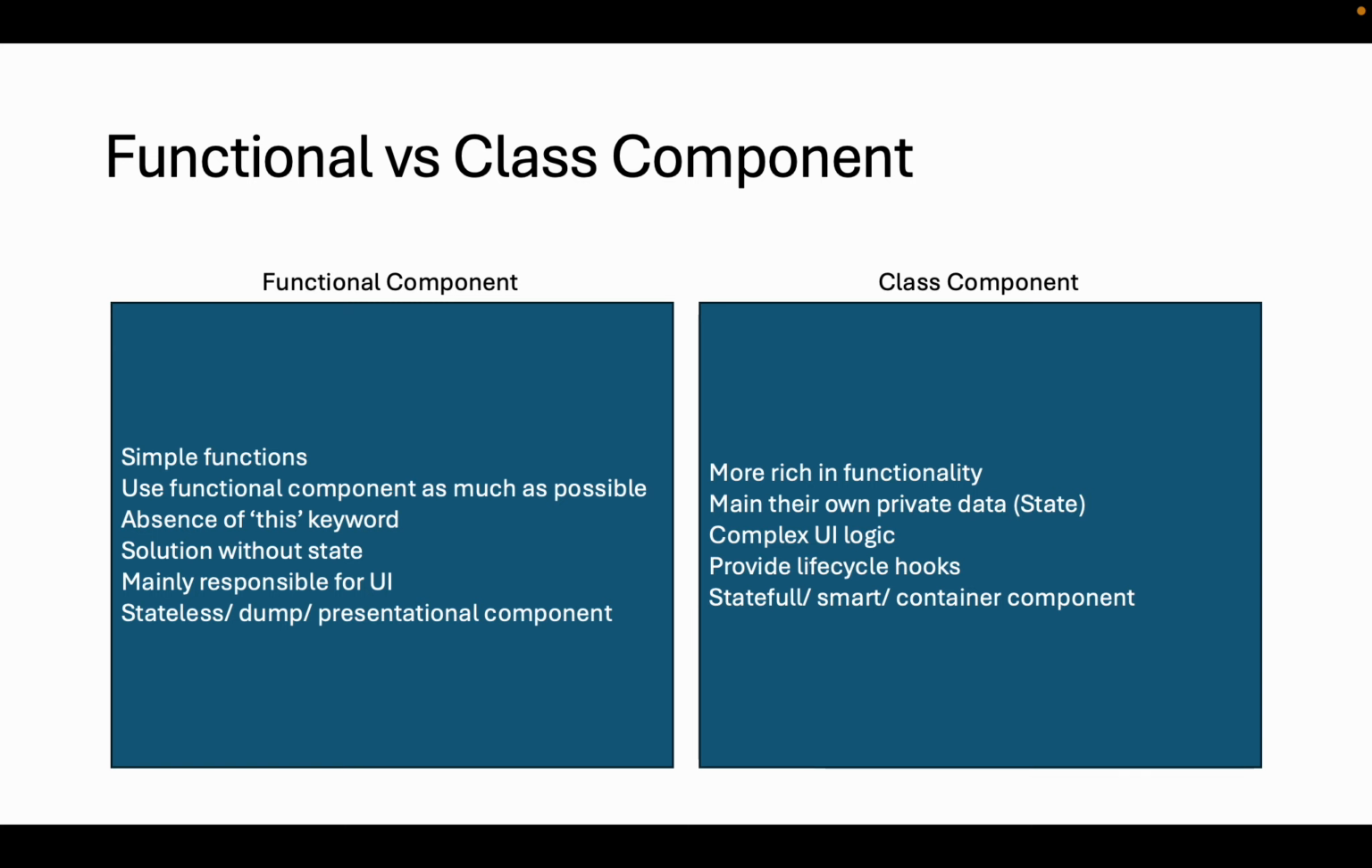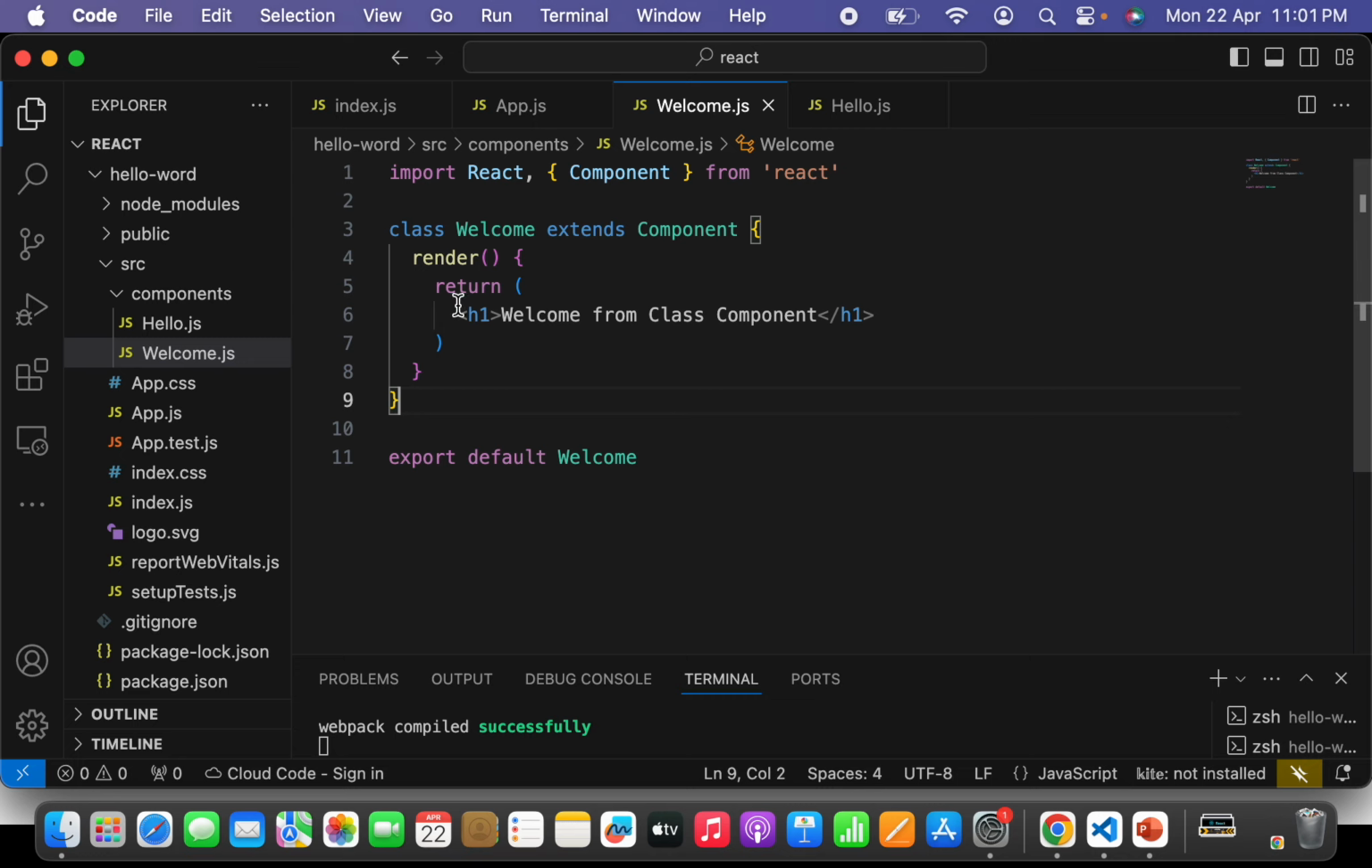Let me move to my Visual Studio Code and see here in this render method I have a return statement that is returning an h1 tag. It looks like HTML, so let's talk about what this actually is in React.js. It's not HTML, it's JSX. Let's go ahead in our upcoming tutorial and talk about JSX in detail.